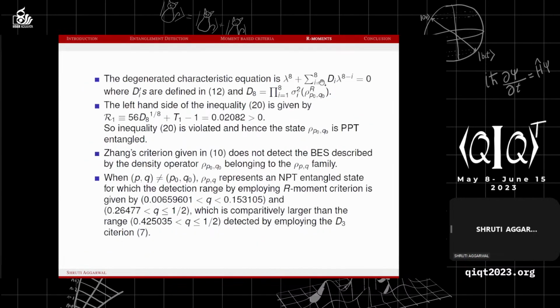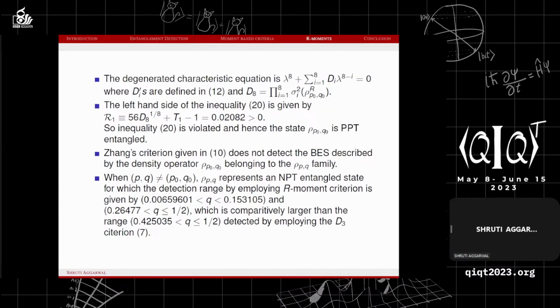So this is the degenerated characteristic equation for the matrix rho R dagger rho R, and the Dis are already defined. This is the expression for D8, and we found that the left hand side of the inequality is violated, so this is greater than 0. That means the state rho p naught q naught is detected by our criteria, and it can be concluded that it is PPT entangled. We compared this with Zhang's criteria based on realignment moments, and we found that it cannot detect this bound entangled state.